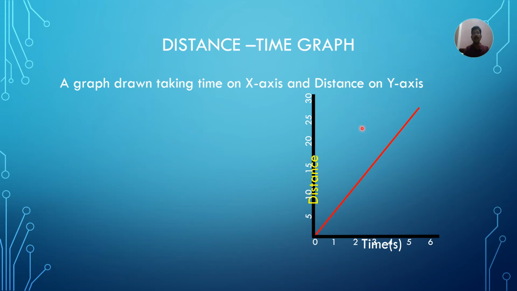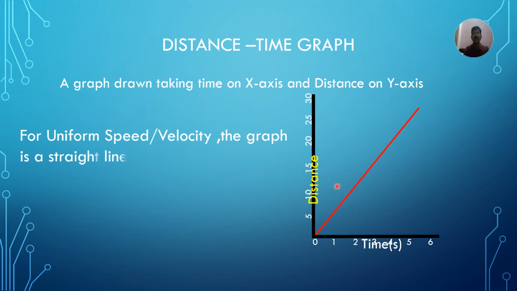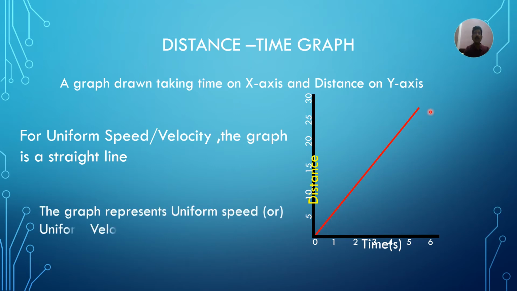If you observe this, what is the speed here? Distance by time. What is the speed here? 5 by 1, that is 5 meters per second. In the second instant, 10 by 2, that is again 5. So here the speed is constant. Are you clear about that? So the graph of a body moving with a uniform speed or uniform velocity is a straight line. That straight line always indicates uniform speed or uniform velocity. The body is moving with a uniform velocity.